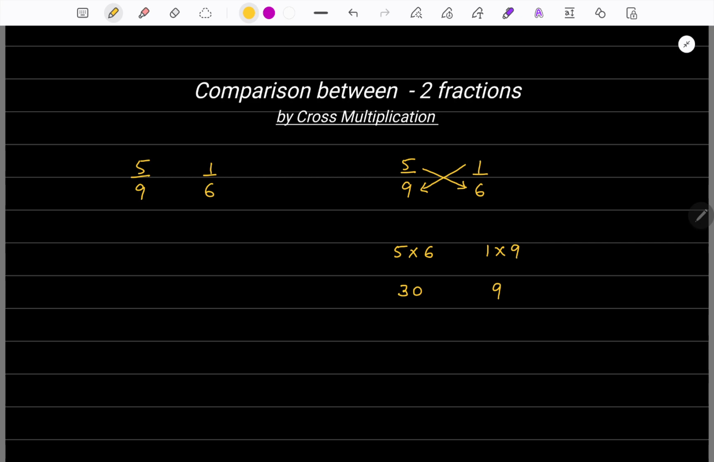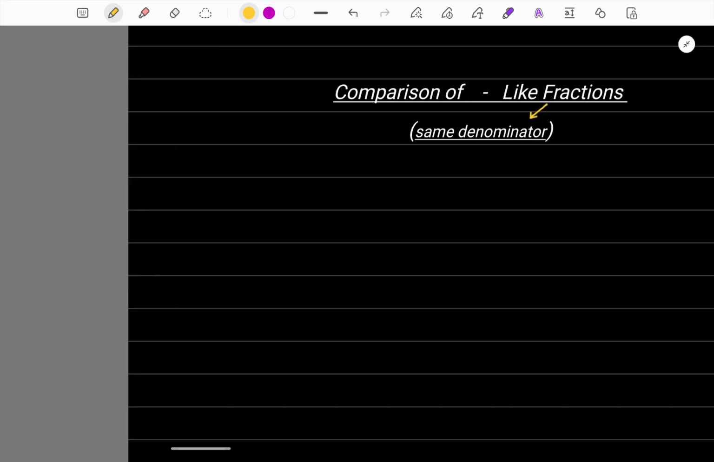Now the comparison is between the number 30 and the number 9. We see here that 30 is greater than 9. Let's write it as: left hand side is greater in its value than right hand side. Once we say that, we can also write it in the fraction form. We can say 5 by 9 is bigger than fraction 1 by 6. So this is how we compare two fractions, and that is the method of cross multiplication.